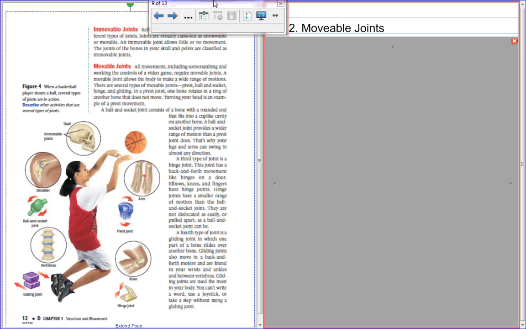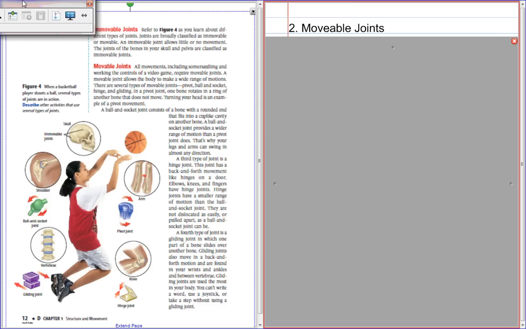All right, now we're going to read about movable joints. This is all the rest of your body. All movements, including somersaulting and working the controls of a video game, require movable joints. A movable joint allows the body to make a wide range of motions. There are several types of movable joints. There's the pivot, ball and socket, hinge, and gliding.